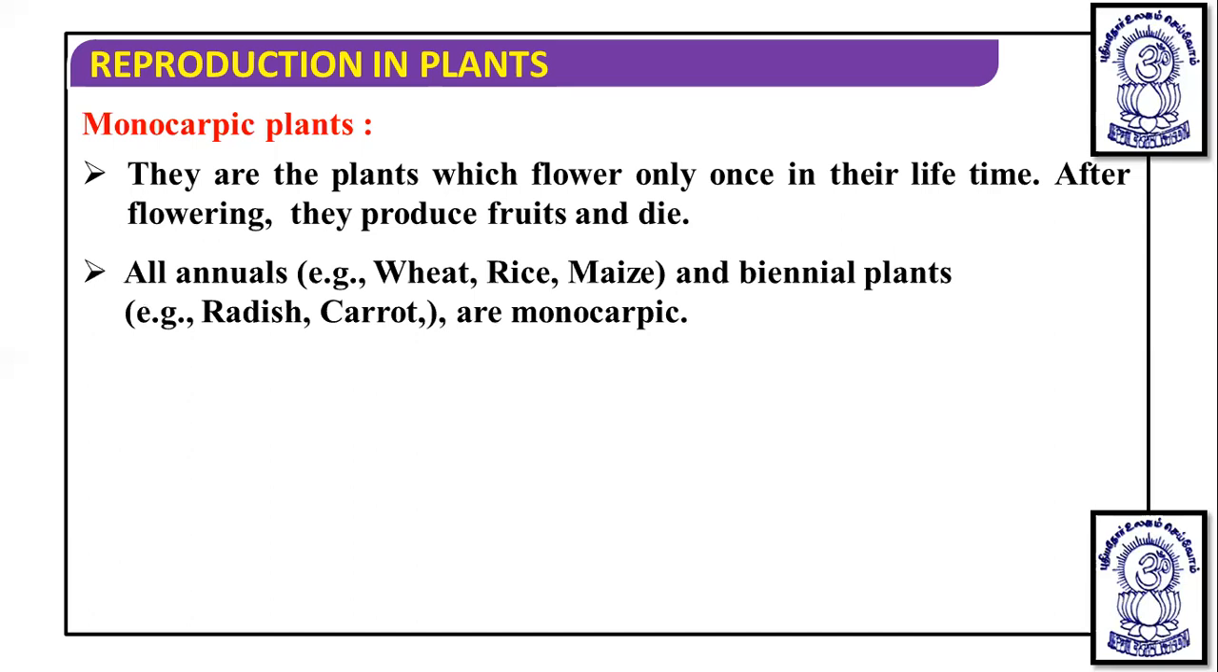Now, if you talk about the annual, in annual you can also write the example of marigold. Here we can take another example of marigold as well. And in biennial, if we talk, we can take an example of henbane as well. So these all are monocarpic, means they are going to flower only once. So usually the annuals and biennials are monocarpic.